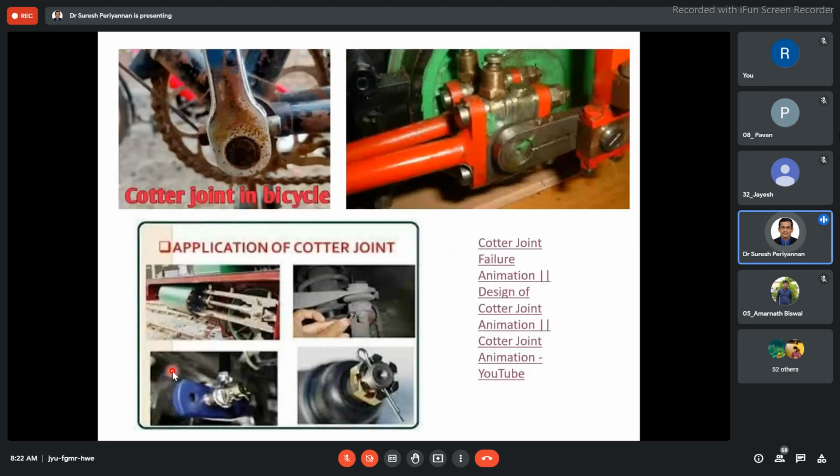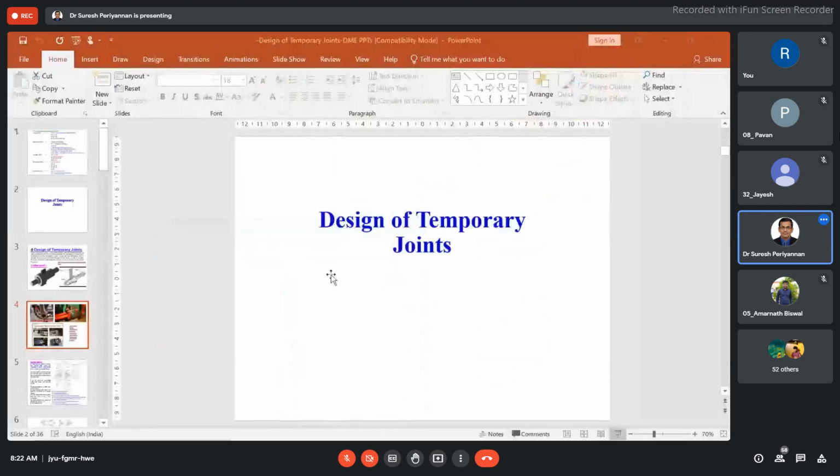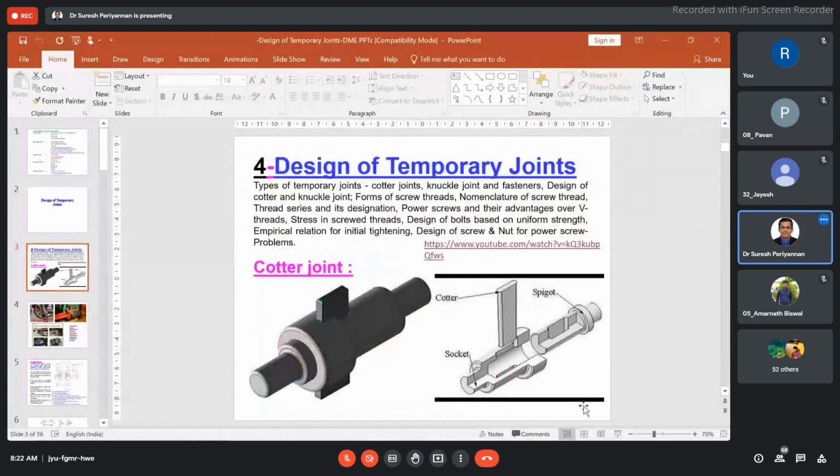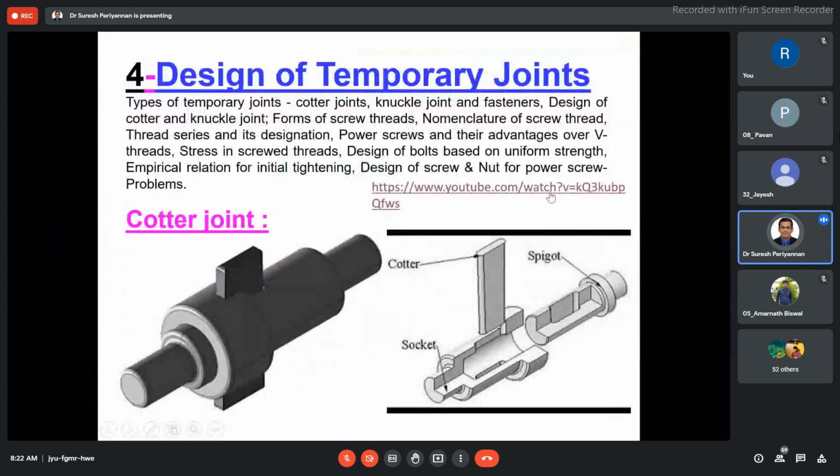Now, what are the applications? Cotter joints are used in bicycles, and in the reciprocating motion of a steam engine. There are a lot of applications of the cotter joint. Now I will play one video. Next class I will show you more videos, but these are just very basic videos. Just see this video.